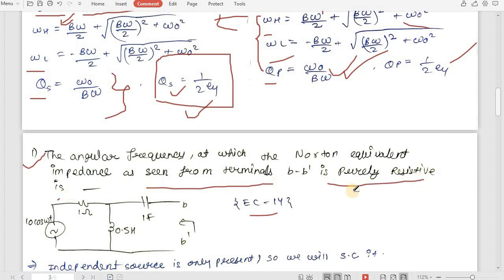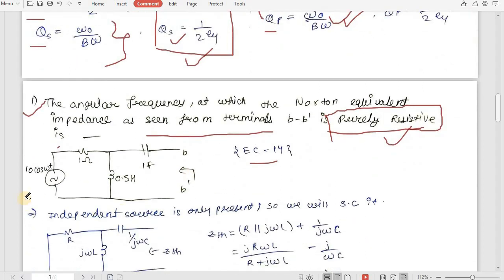So here in this question you can clearly see it is mentioned that your circuit is purely resistive. As we have seen in the condition, if we get a purely resistive or purely conductive circuit, then it means that the circuit is operating at resonant frequency. So from this we get to know that we have to get the resonant frequency. Now let's see the procedure to solve this.